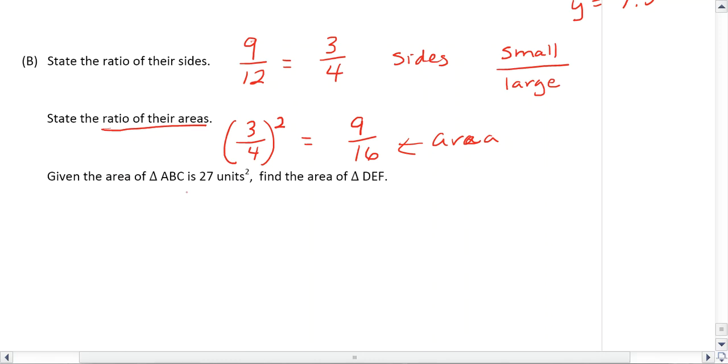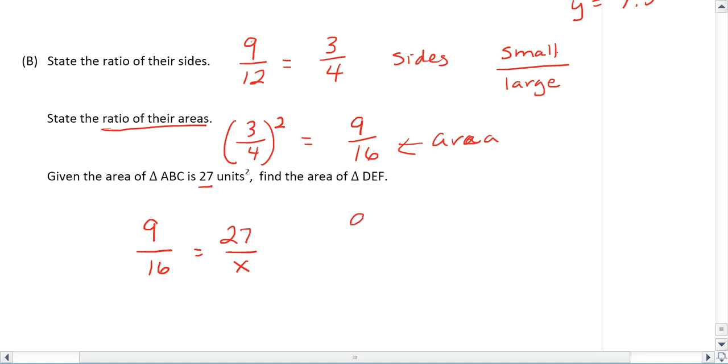So they have given us that the area of the small triangle is 27 square units. Find the area of the large. So just referring up here, I put small triangle over large. This is the area ratio. Small triangle over large, 9 is to 16. Triangle ABC has an area of 27 units, so I'll put that over x.